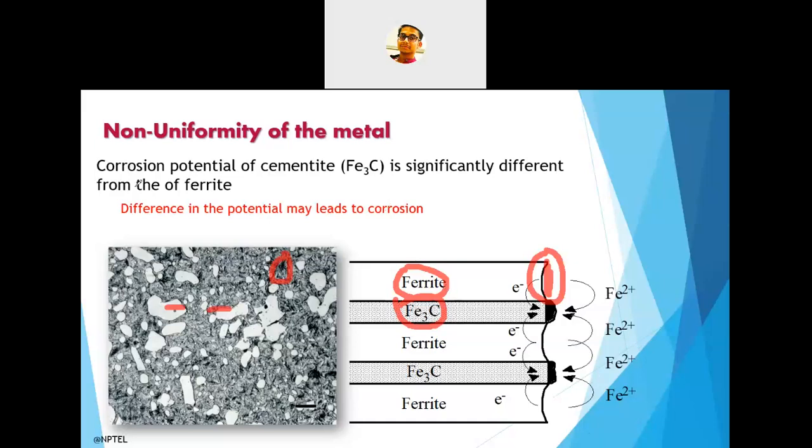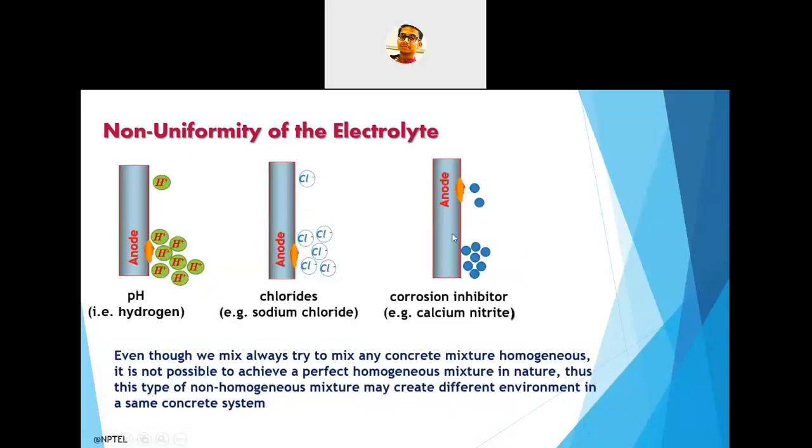So this is the reason based on that comes under non-uniformity of the metal. Now we'll see the non-uniformity of the electrolyte. Here in this steel-concrete system, the electrolyte is concrete. We know that concrete is not a homogeneous mix; it's a heterogeneous mix.